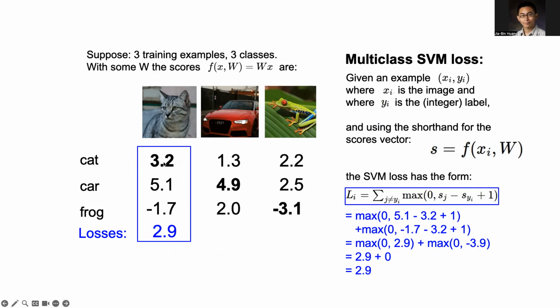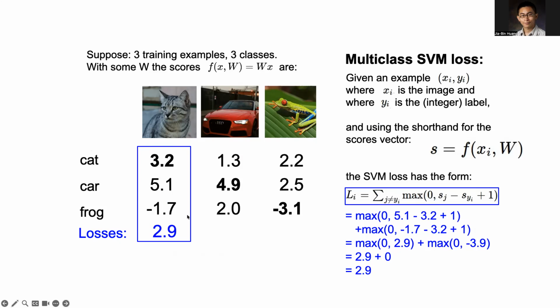So ideally, instead of 3.2, you actually want them to predict at most 5.1 plus 1. Right? You want it to be larger. But it's not, and therefore you need to pay the cost. The level of cost you have to pay is 5.1 minus 3.2 plus 1. Okay? So that is the cost you need to pay.